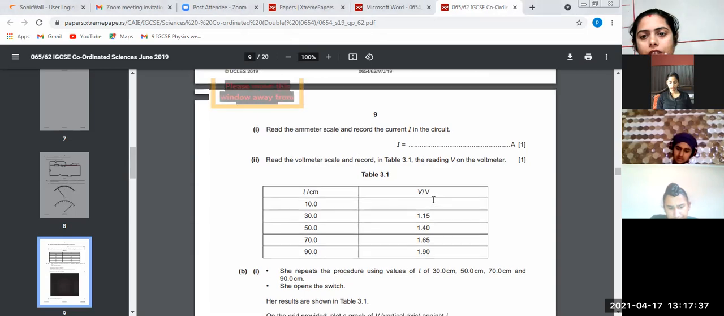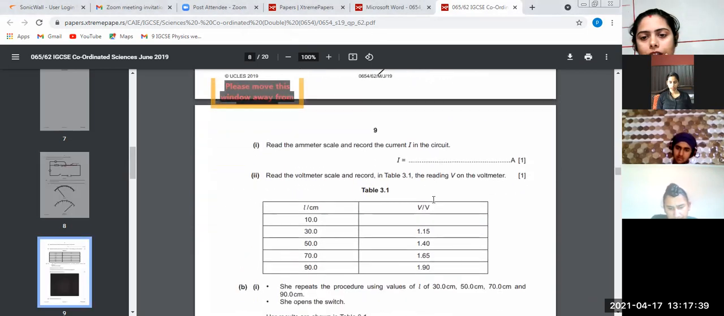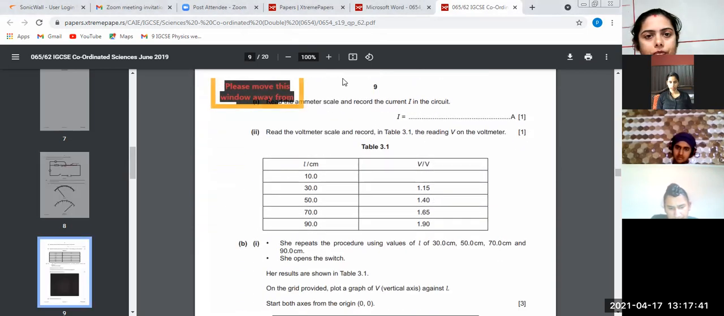Okay, whatever values of V we got, I am going to write them over here in the table, although you have written them in your notebook.